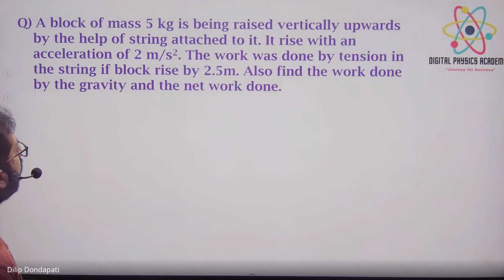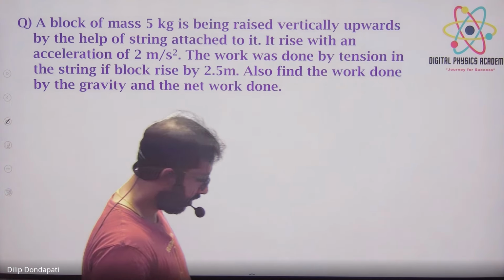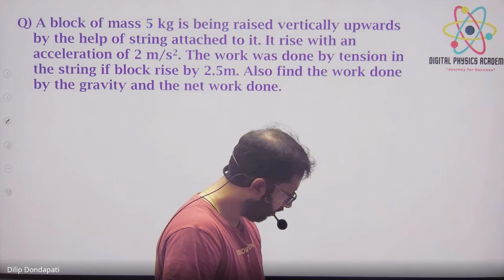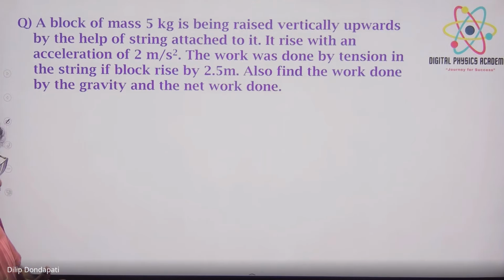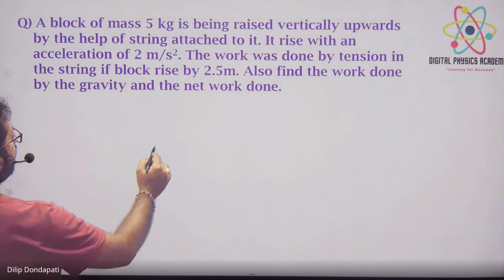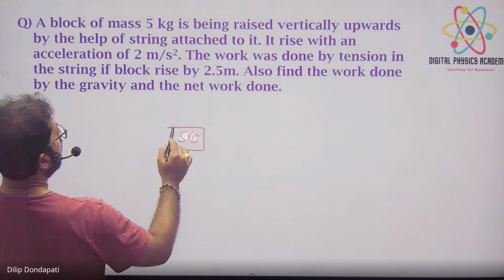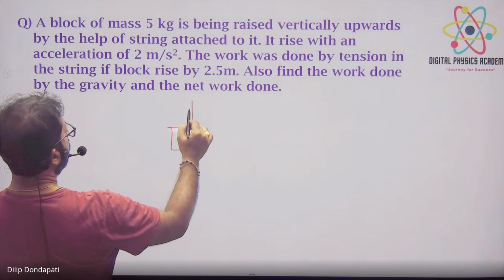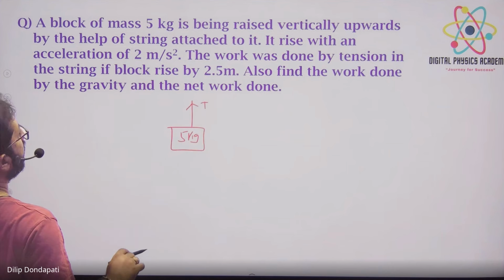A block of mass 5 kg is being raised vertically upwards with the help of a string attached to it. It rises with an acceleration of this much. The work done by the tension of the string is this much. Find the work done by gravitation also. Try. A block of mass 5 kg is being raised vertically upwards with the help of a string. The string is attached, so I am pulling it upward with tension. It rises with an acceleration.